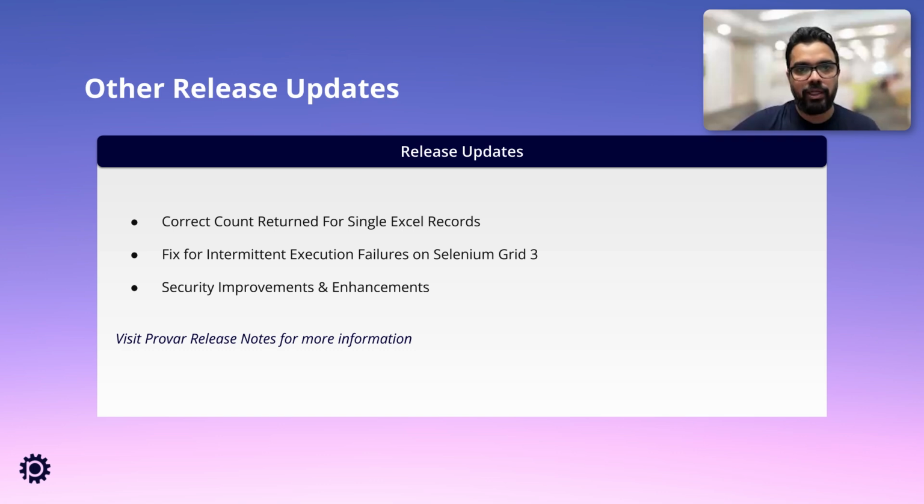All right, moving to the next one, some other key highlights from the release that we wanted to point out. Correct row count return for a single Excel record. What was happening when you had a single row in the Excel sheet and you were trying to get the count of the rows from the Excel, it was returning a wrong number. It was actually counting all the columns as rows and then giving you a wrong number. For example, if you had 4 columns and 1 row in the Excel sheet, the count was returning 4, which was incorrect. Now we have fixed that behavior as a part of this release. So if you have a single row with any number of columns, it will count it as 1.